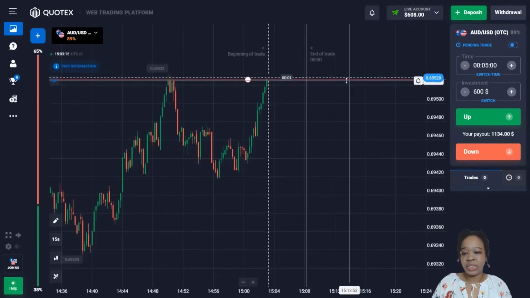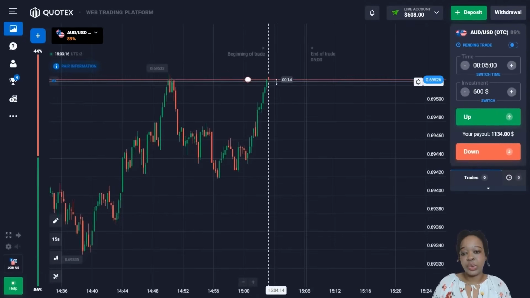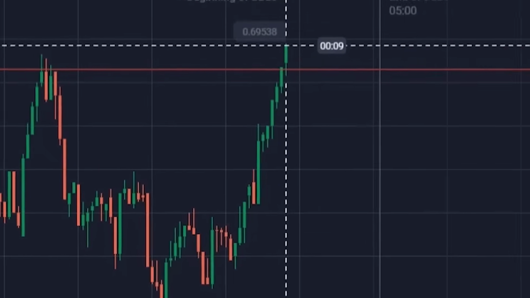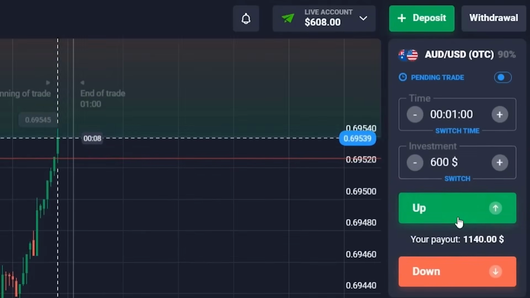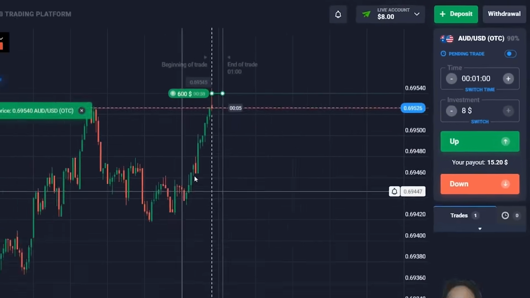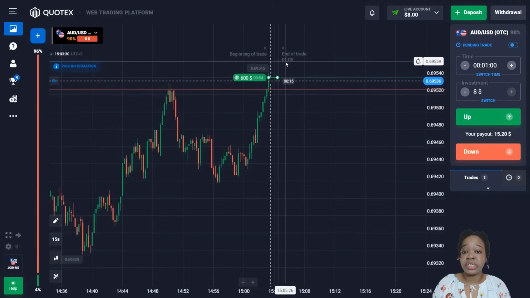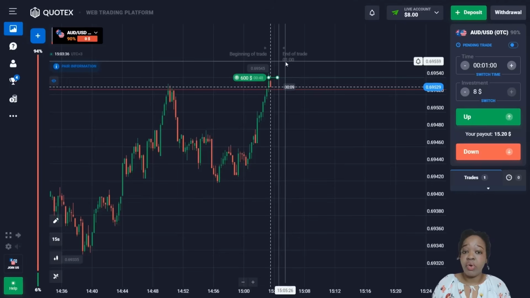So here I can see we have the resistance level at the top. Also, I can see that after the rollback, the price has turned around and approached my level and is already starting to go beyond its limits. I'm going to open the trade for 1 minute to go up. At this moment, the resistance level is being broken through. So I'm going to try and earn money on this rising movement and on this breaking of the level.